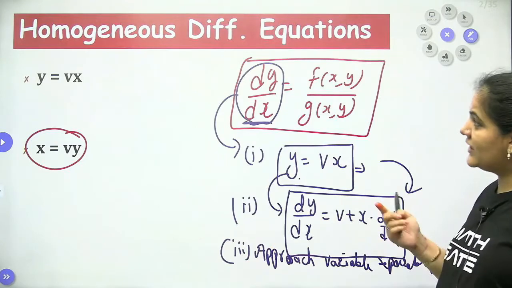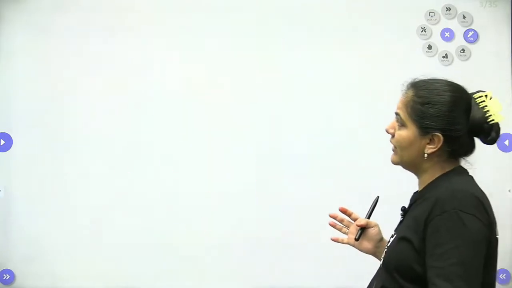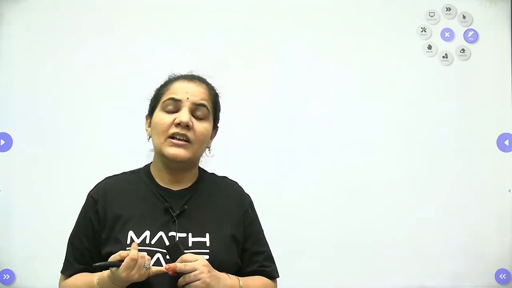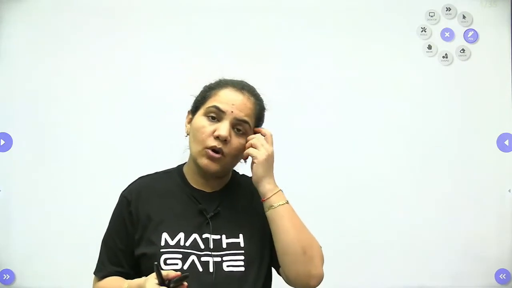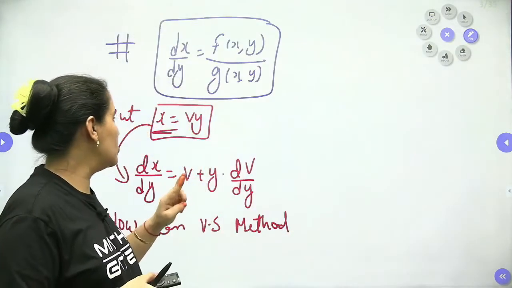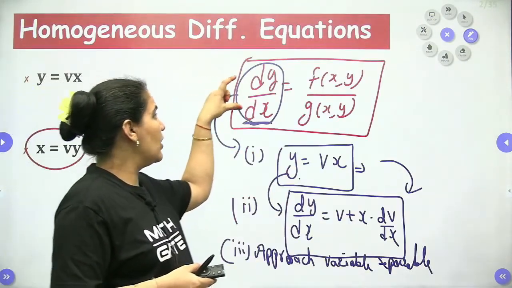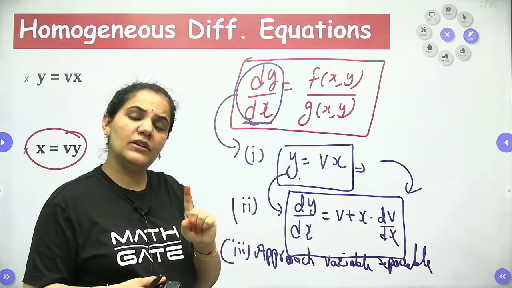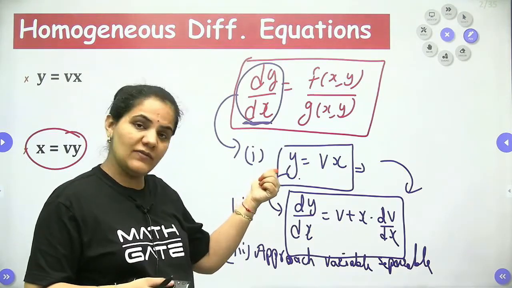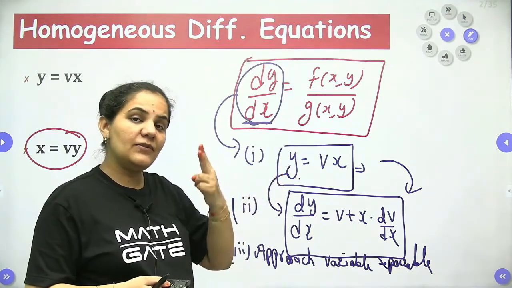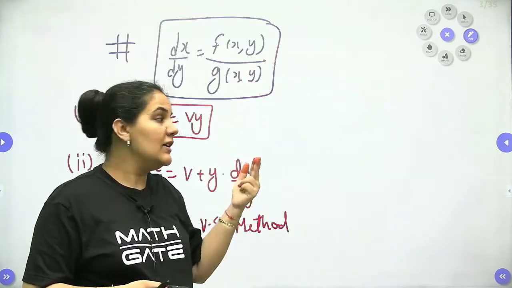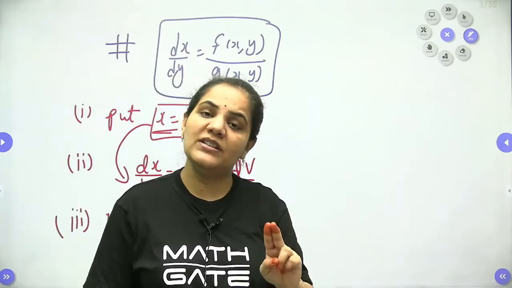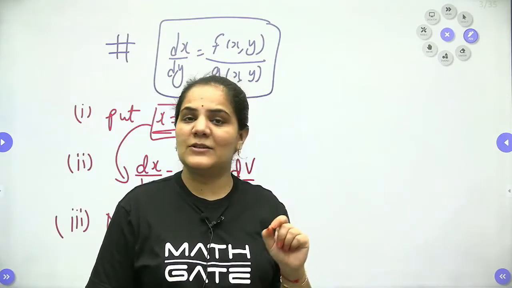Okay guys, other than this there is a little confusion in students' minds about when we have to put x equals to vy and when we have to put y equals to vx. Although I told you, dear students, the first thing to identify is the form of the differential equation. Whenever it is of the form dy by dx, you will always put y equals to vx. Whenever it is of the form dx by dy, you will always put x equals to vy. Other than this, there are two basic rules for the trigonometric function and exponential function.